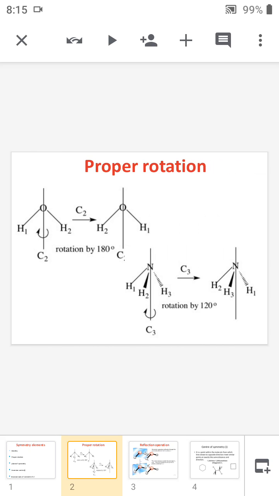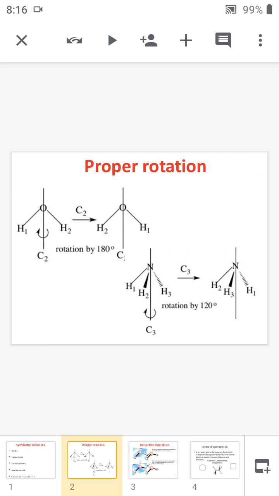Axis of rotation means, as the name indicates, that we are rotating the molecule through an axis, and this axis passes through the center of the molecule. The axis of rotation is represented by C n, where n is equal to 360 divided by the angle of rotation. So we get an integer for n, and if it is C2, n is equal to 2. So two rotations are needed to get the original configuration. That is the rotational axis of symmetry.